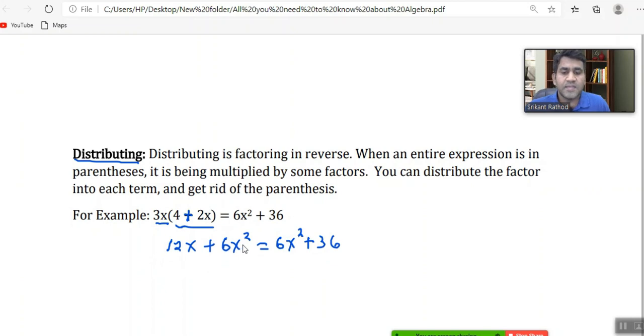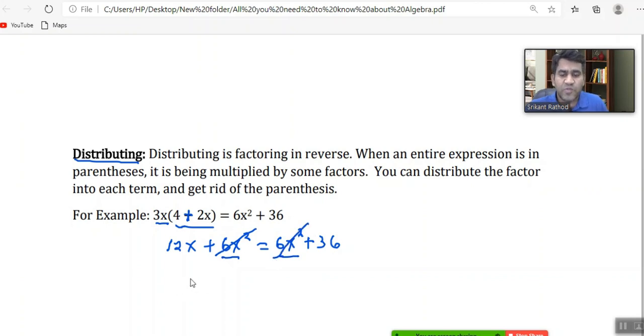Now look at 6x square, and 6x square is common on both sides. I can cancel them out if and only if the term is the same along with the sign. Suppose this is a plus sign and here it is a minus sign, you cannot. As the 6x square term is on both the left side and the right side of the expression along with the same sign, I can cancel them out, right?